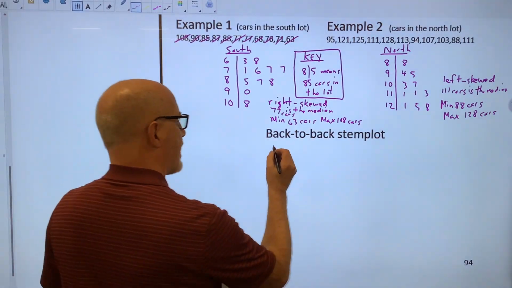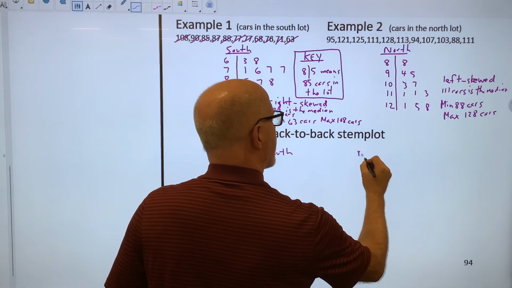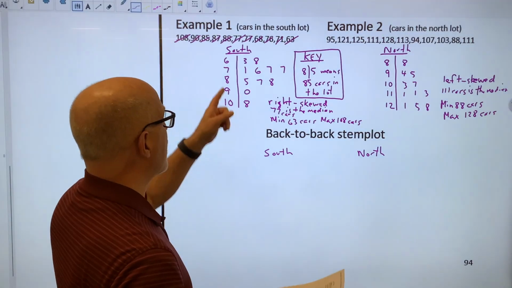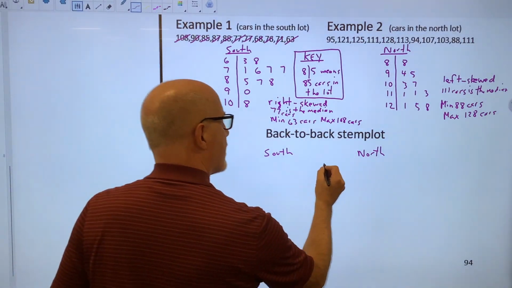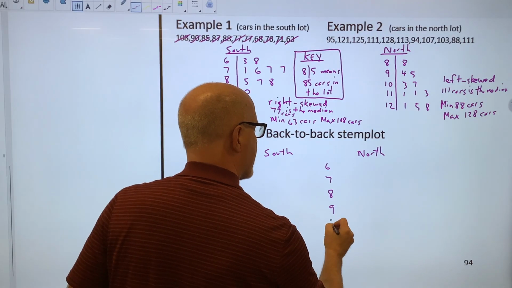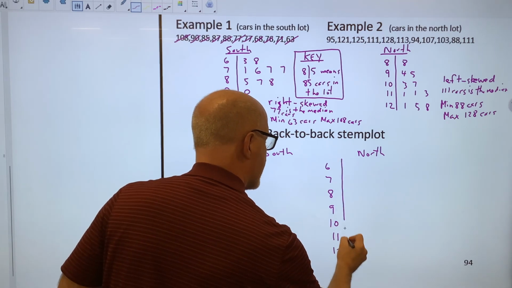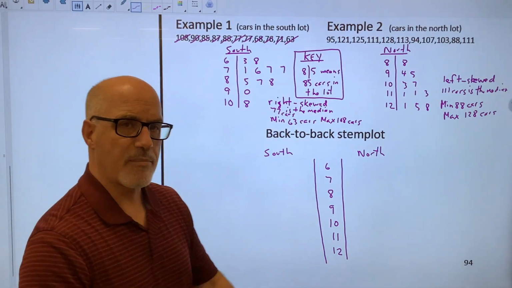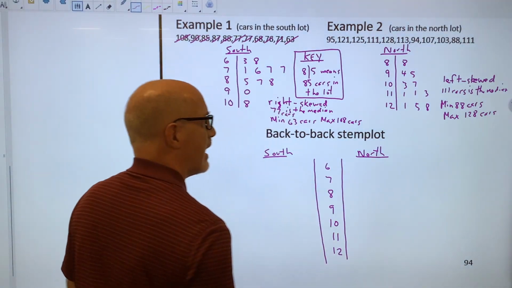So I've got the south, I'll do on this side, I'll do the north on this side. I'm gonna put the stems in the middle. So my lowest stem for both of these is 6, my largest is 12. So I'm gonna do 6, 7, 8, 9, 10, 11, and 12. I'm gonna put a line on this side and a line on this side to separate from the leaves of this. Okay, so now let's go ahead and list it.